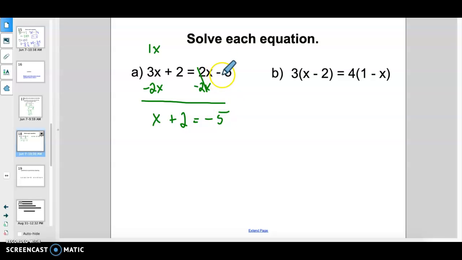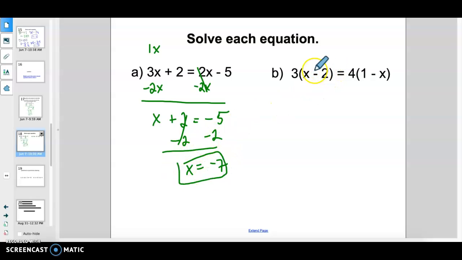And because this minus was in front of the 5, now it looks more like a negative 5, but make sure you keep that minus sign with the 5. So finally, to get x by itself, we're going to subtract 2. So negative 5 minus 2 is negative 7.